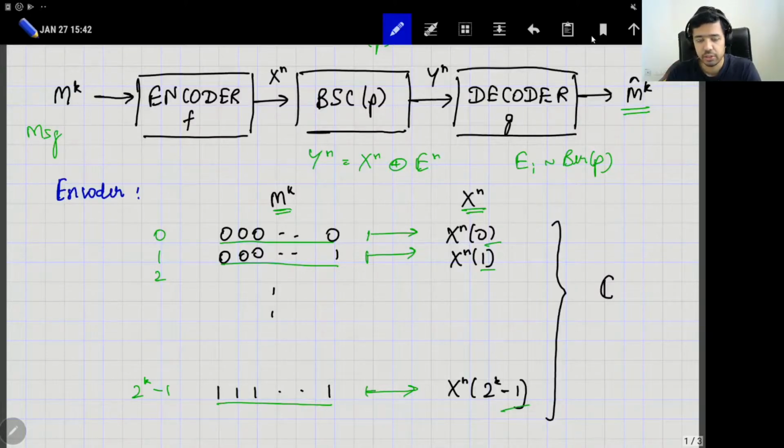This table is known both at the transmitter and the receiver. Now the set of all possible code words x^n(0) all the way up to x^n(2^k - 1) is called the code book, which I will denote by this symbol C.